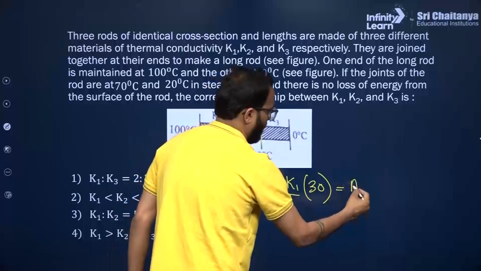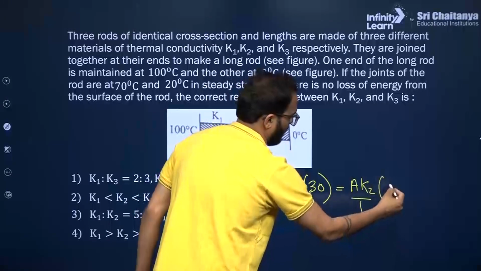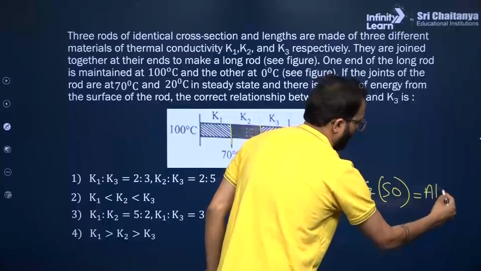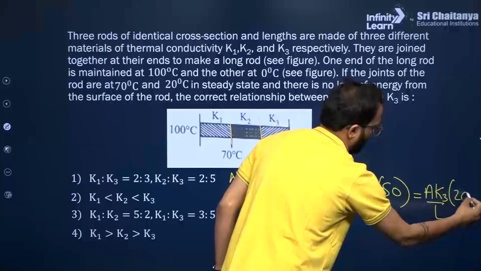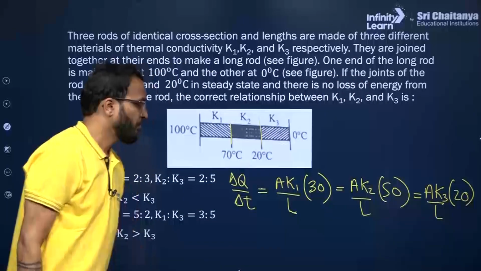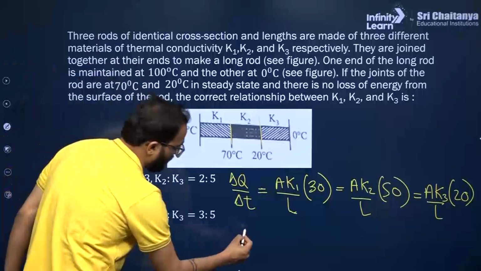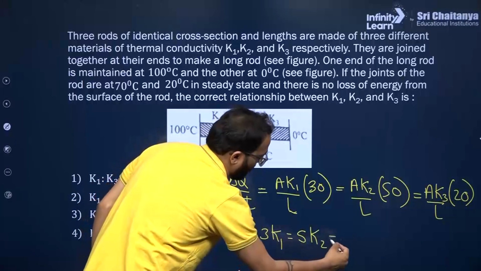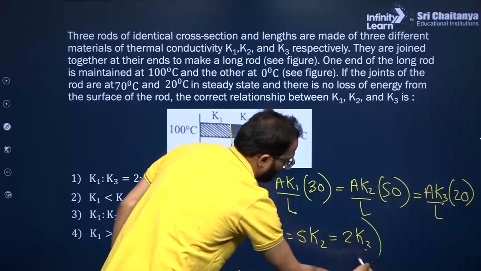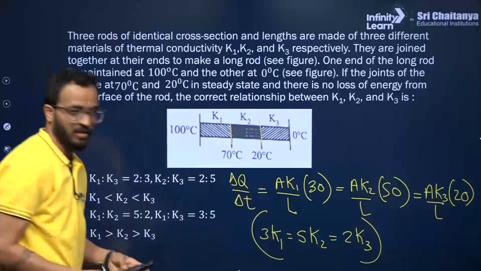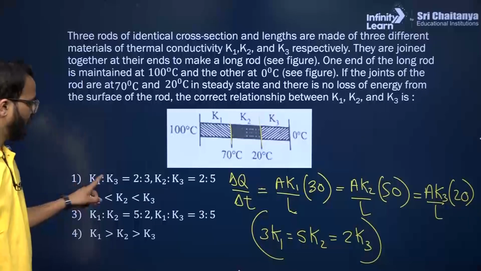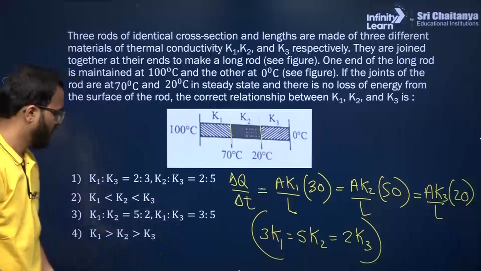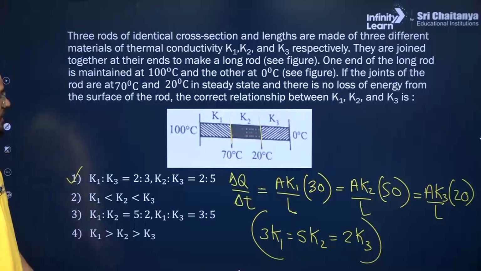Must be equal to A into K2 by L. What is the temperature difference? 50, 70 minus 20. Then A into K3 by L into 20. What is the temperature difference? 20 minus 0. So from here, can you see that? 3K1 is equals to 5K2 is equals to 2K3. Okay. So K1 is to K3 is 2 is to 3. K2 is to K3 is 2 is to 5. Okay. First option matches. Got it?